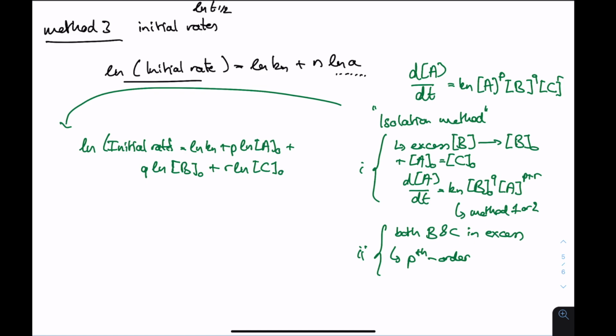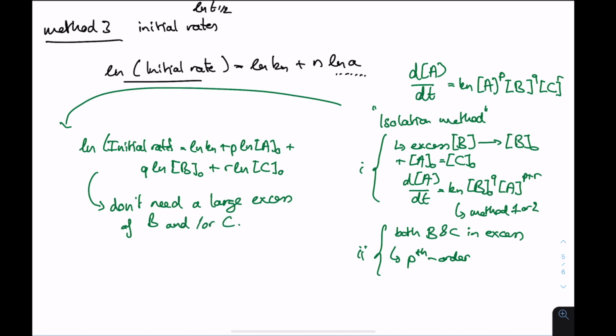So in this experiment of method 3, you don't need a large excess of B and/or C. So imagine you have a reaction where you have limited solubility, or there are some experimental limitations why you cannot use the isolation method using methods 1 and 2, then you can resort to, for example, method 3.